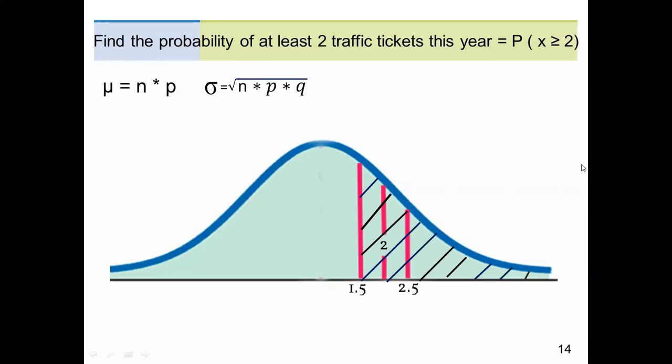At least 2 means 2 or more. You're getting larger. The question is, do you start at 2.5 and go to your right, or 1.5 and go to your right? Since greater than or equal to 2 includes 2, you got to start to the left of 2 and go to your right. There's my lower bound and there's my upper bound.